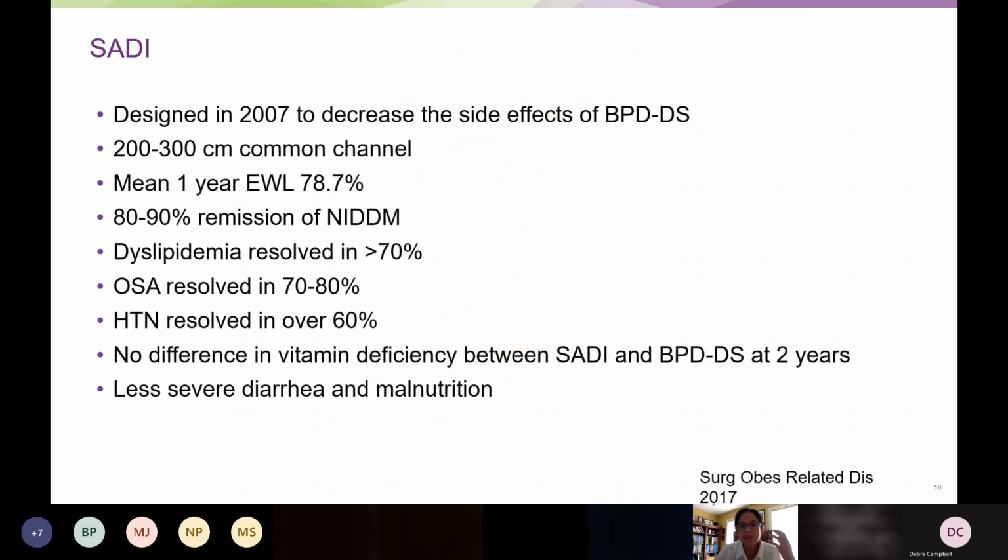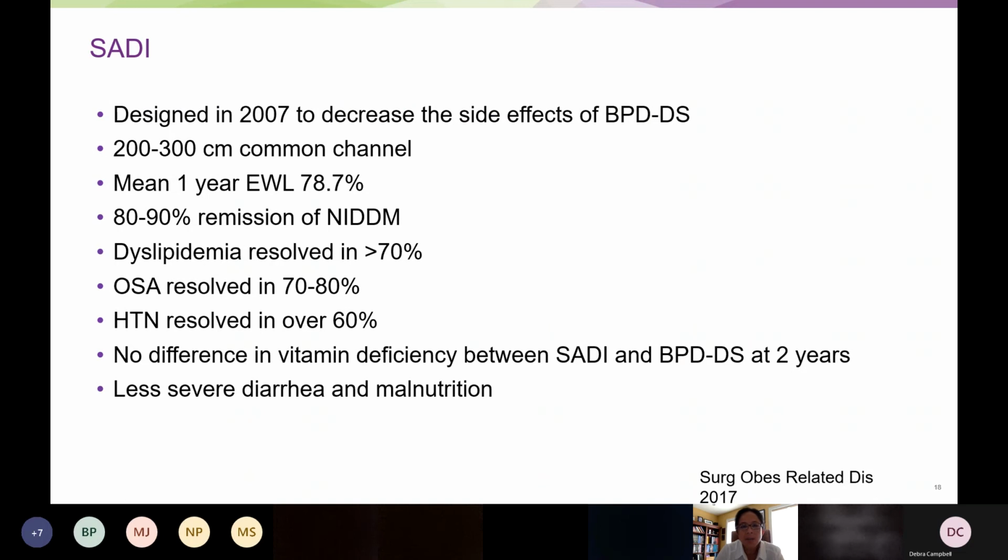The nice thing about this is it takes a 3-hour surgery and makes it about an hour to an hour and a half surgery. And it was basically designed to decrease the side effects of the biliopancreatic diversion because you have a longer common channel where absorption can occur. The mean excess weight loss at 1 year is about 78%, but they still have really good remission of diabetes. They still have really good remission of dyslipidemia, but then also sleep apnea goes away, hypertension goes away, which we see commonly in any of the weight loss surgeries that we do.